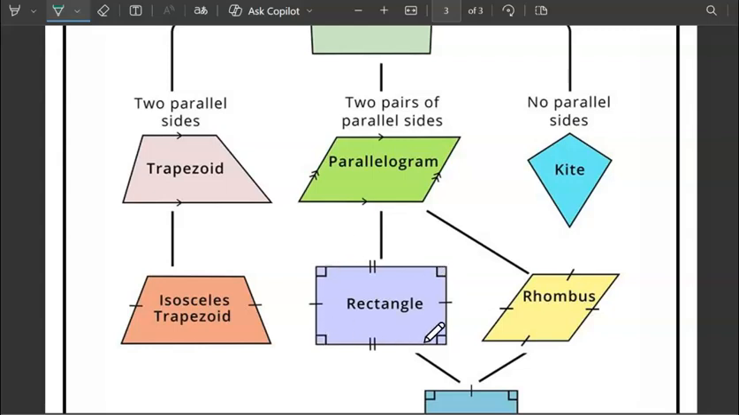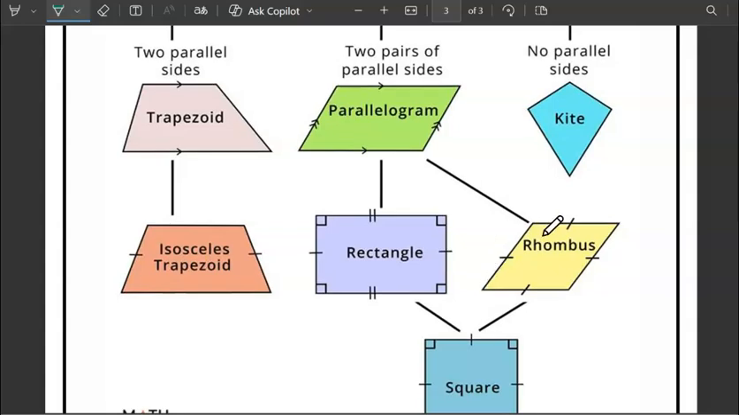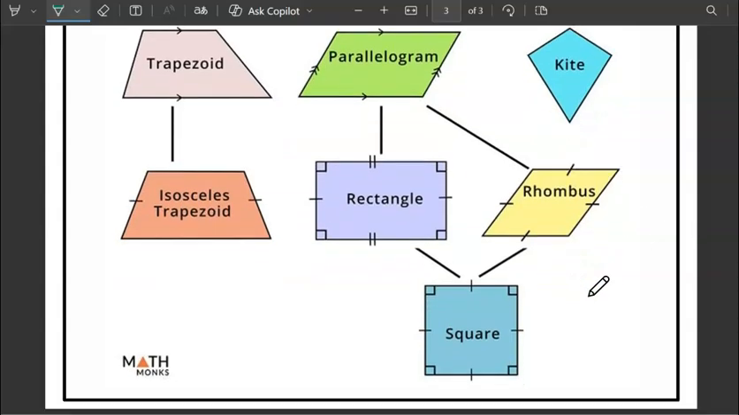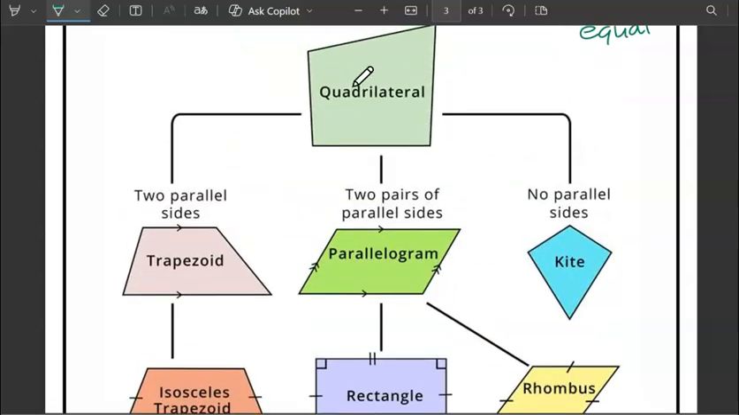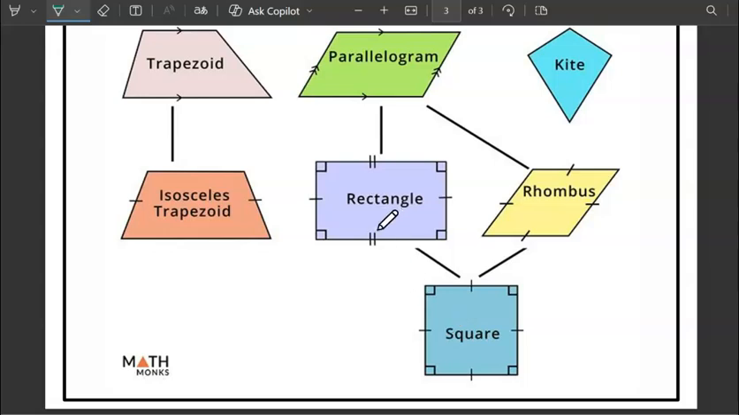For parallelograms, if each of the angles form right angles, that is a rectangle. If all four sides are equal but not the angles necessarily, it's a rhombus. And then if all sides are equal and all angles are equal, it's a square. All squares are rhombuses, rectangles, parallelograms, and quadrilaterals, but not all rectangles, rhombuses, parallelograms and quadrilaterals are squares.